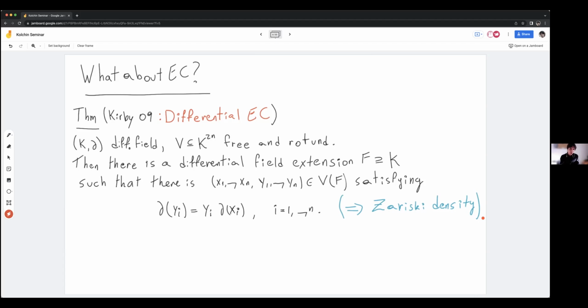This is very close to Schanuel's conjecture, which is that on the complex numbers, this should be true. Freeness and rotundity should be enough. There is, however, an important caveat. To some extent, this is as far as differential methods would take us toward a full solution of existential closedness. Because one thing that the theorem does not say is whether or not this solution is made out of constants. And unless you impose further restrictions on the variety, there's just no way of knowing if the solution is constant or not. It could be, in which case you haven't really found very much.